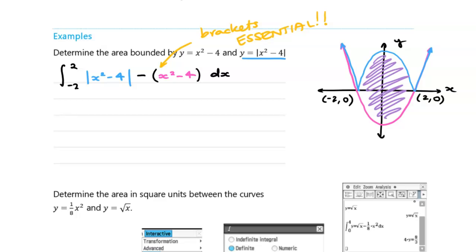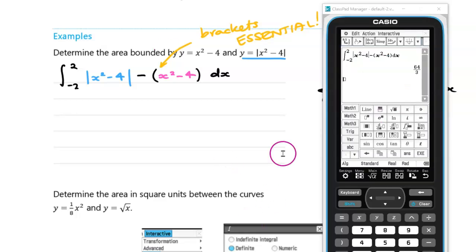Now, we can easily pop that in the CAS. Let's see what it looks like. I find it useful to use this magnitude symbol. We've got the integral here, and it's nice to use the powers. So we should get 64/3 units.